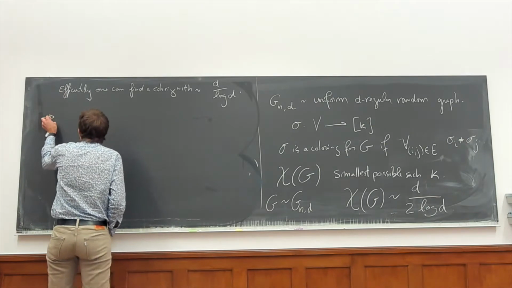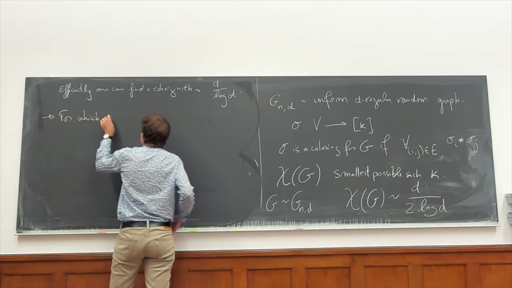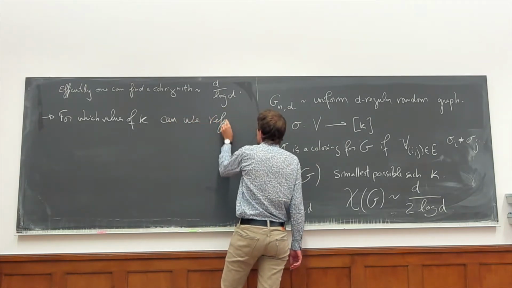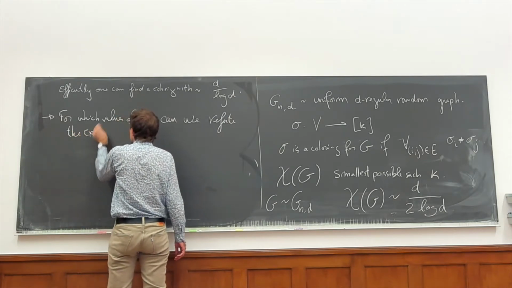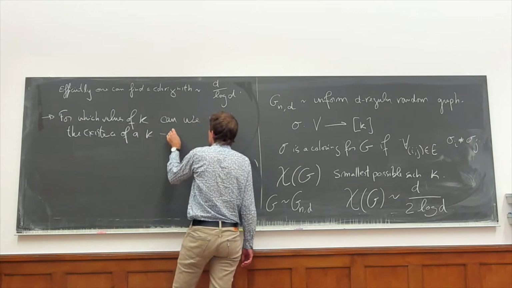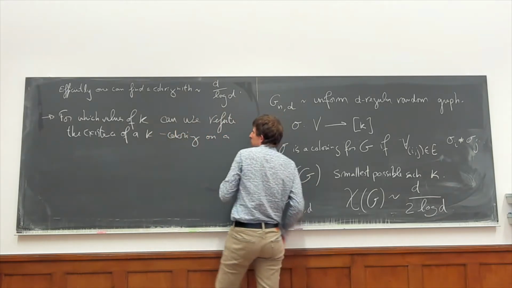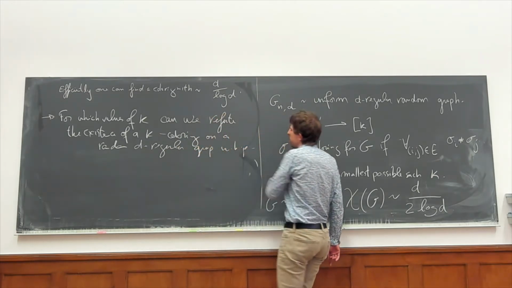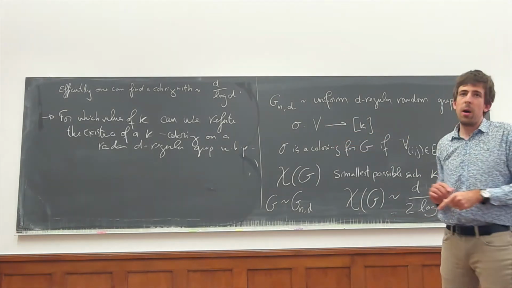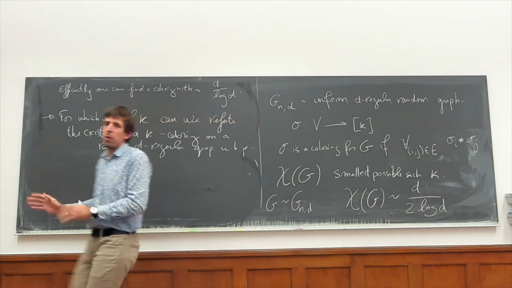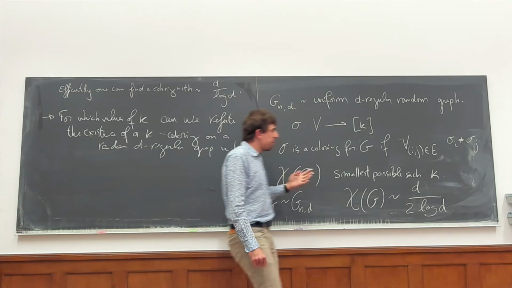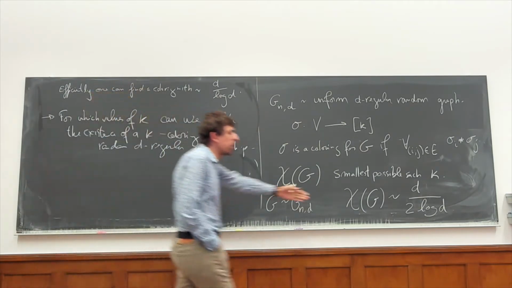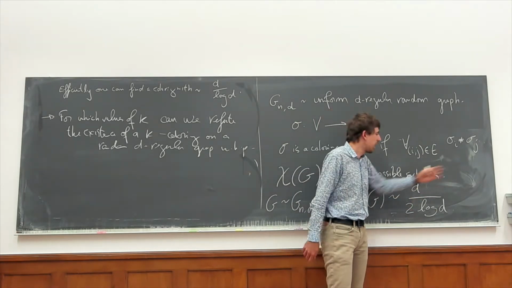The question I'm interested in here is, for which values of k can we refute the existence of a k-coloring on a random d-regular graph with high probability? What I mean by this is, of course, I want to give a lower bound on the chromatic number. I want to say that for this graph you cannot do it with fewer than a certain number of colors. Of course, if I give just a lower bound of this minus a little bit, then it is a lower bound with high probability. I could just say this minus epsilon, or times 1 minus epsilon, or something like this.